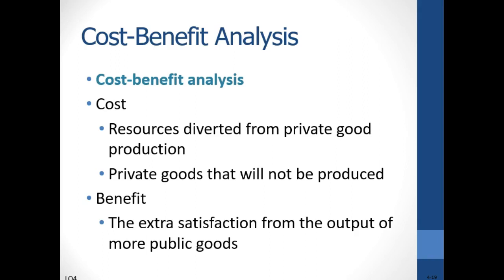Cost-benefit analysis. As I said earlier, the government tries to estimate the demand for a public good through surveys or public votes. So the government can use a cost-benefit analysis, which is a practical way to decide whether to produce a good and how much to produce. So if we look at the cost, we look at A, the resources diverted from private good production, and B, private goods that will not be produced. We determine the benefit or the extra satisfaction from the output of more public goods, and the government might use this method in determining whether or not to build a new highway.